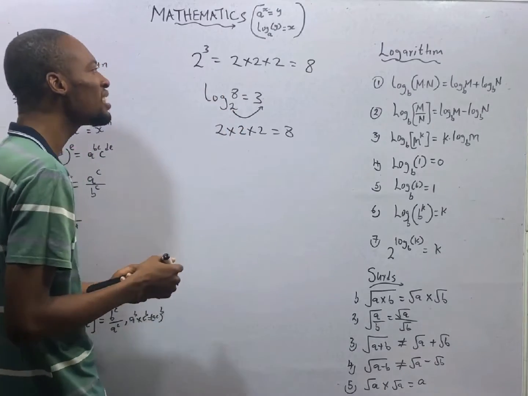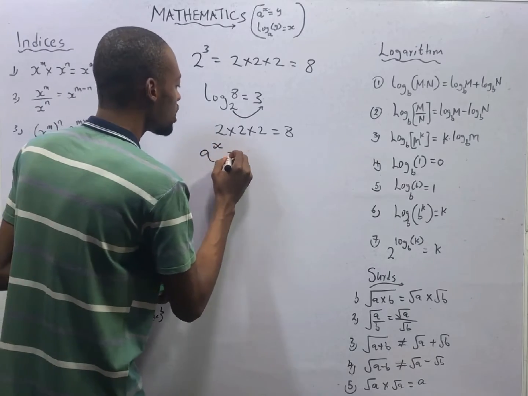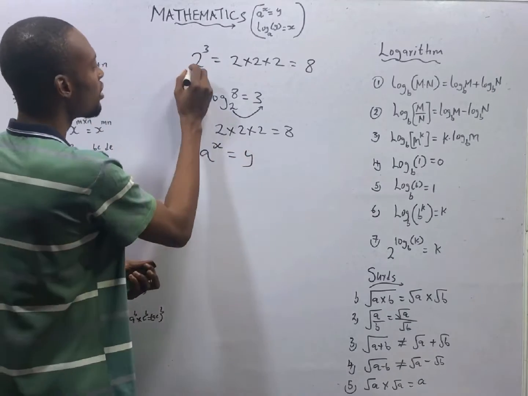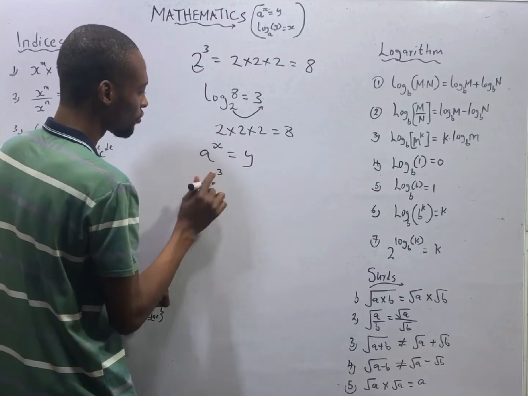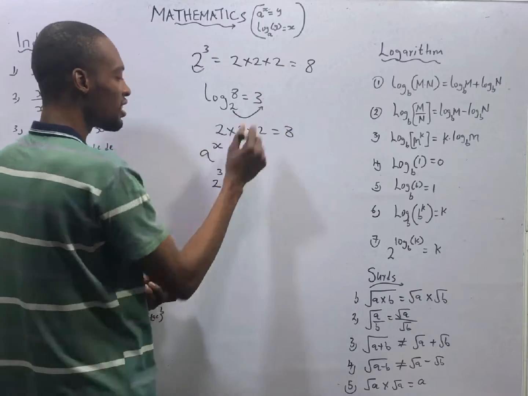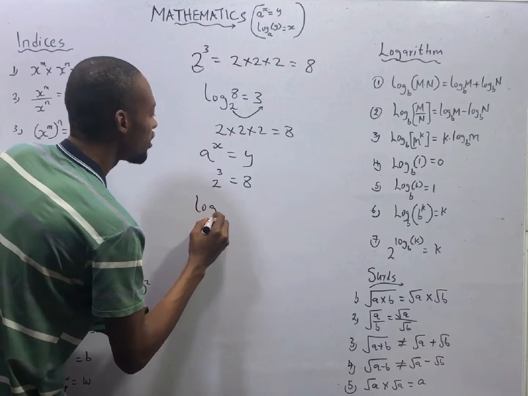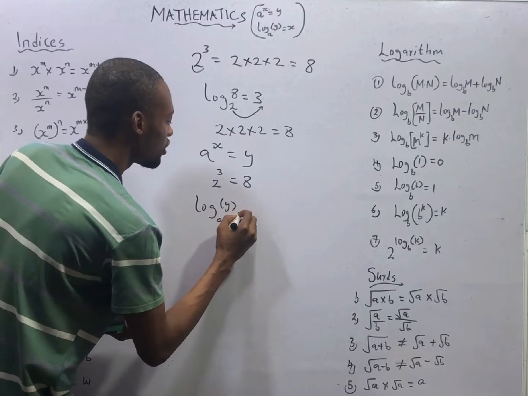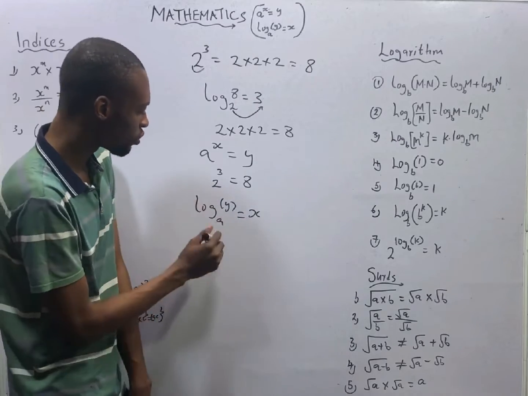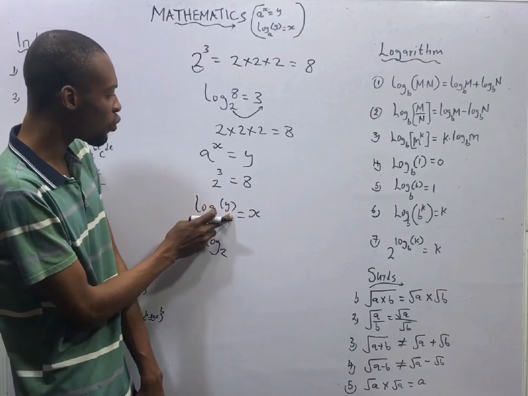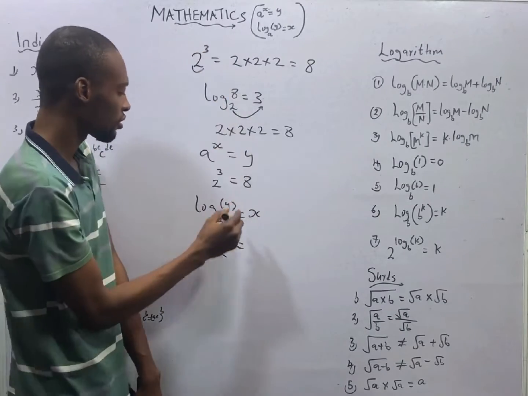And the relationship between indices and logarithm is that in indices, if you have a raised to the power of s is equals y, for example, let 2 be a, let 3 be s, y is 8. 2 raised to the power of 3 is 8. In logarithm, log y to base a is equals s. So, what is a? 2. Log 8 to base 2, what is y? 8. That is equals s. What is s? 3.